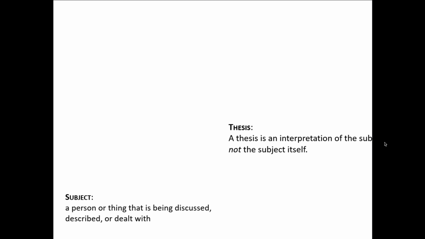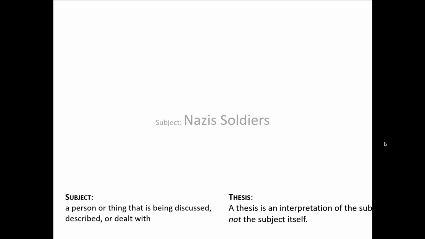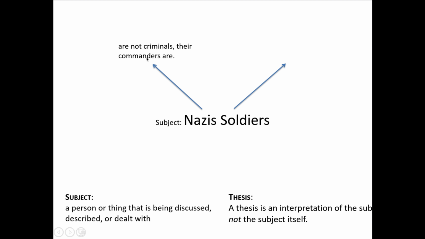Let's say that we were writing a paper or teaching a lesson on Nazi soldiers. There's a lot of things that we could say about a Nazi soldier. So here's just two, for example. Let's say Nazi soldiers are not criminals, their commanders are. So we want to try to argue that Nazi soldiers aren't really supposed to be held responsible for what they did. The commanders should be. Something you could argue. Another thing is that Nazi soldiers ought to be forgiven for their crimes. This up here is the thesis.